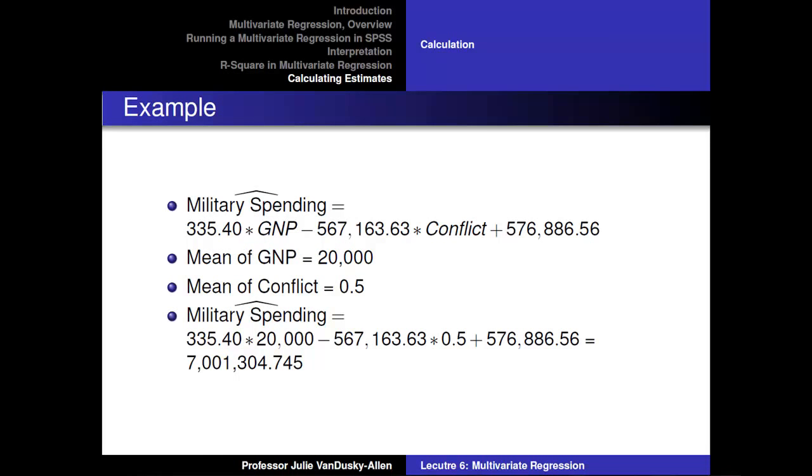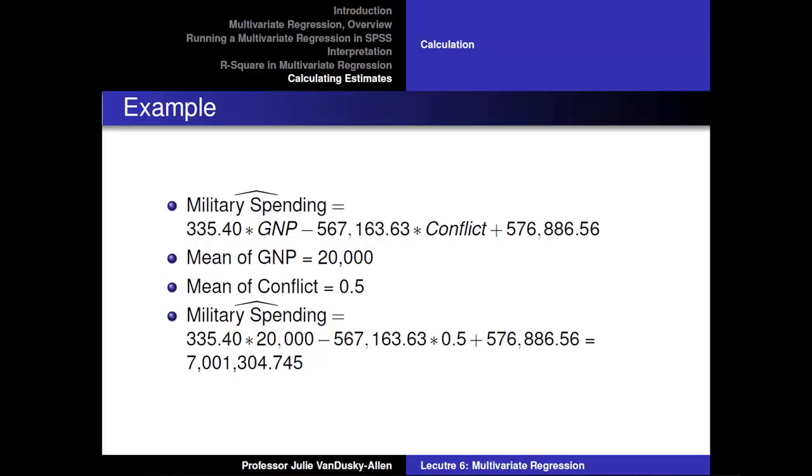So as an example, I will use the regression equation from earlier in the lecture. I wrote down the regression equation. Military spending hat equals 335.40 times GNP minus 567,163.63 times conflict plus 576,886.56. Let's say the mean of GNP was 20,000 and the mean of conflict was 0.5. I insert these values into my equation.